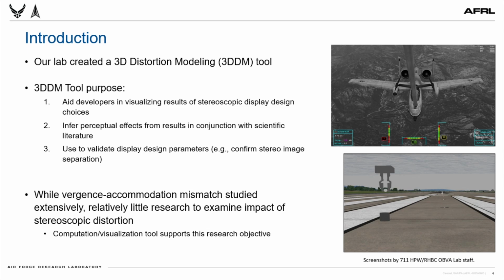And just an aside for researchers, there are aspects of stereo space distortions, such as vergence-accommodation mismatch, that have been studied extensively, but there are others that haven't been. And so this tool will help a researcher iteratively vary an image space distortion and make it easy for them to study said distortion.